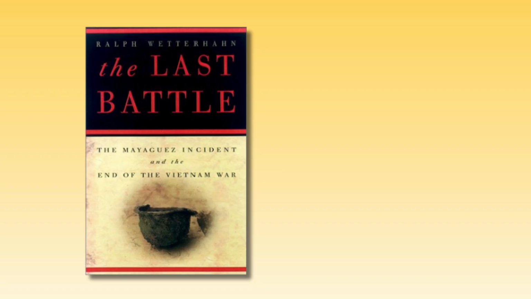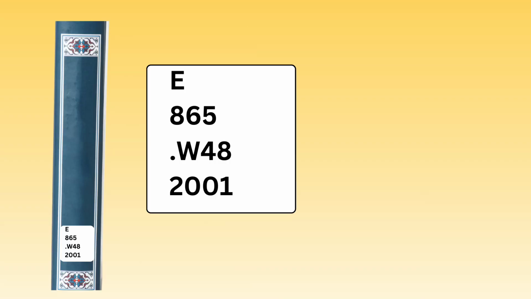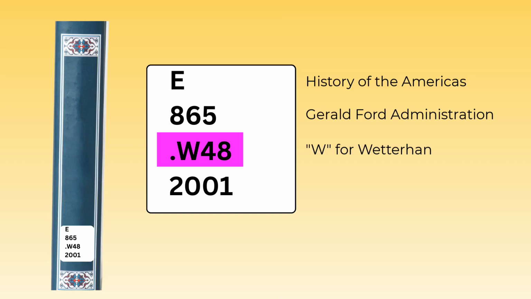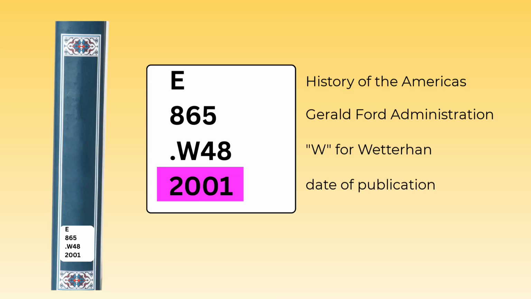For a history class, your instructor recommended this book entitled The Last Battle by Ralph Wetterham. You use the library's catalog to find the book's call number. The first line describes the general class, which is History of the Americas. The second line defines the subject, specifically the Gerald Ford administration. The third line represents the author's last name, the letter W for Wetterham. The last line represents the date of publication, which is 2001.